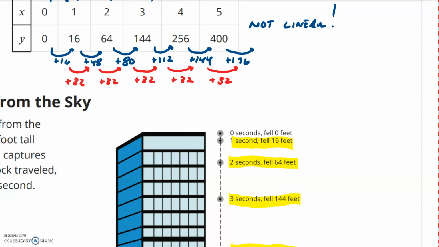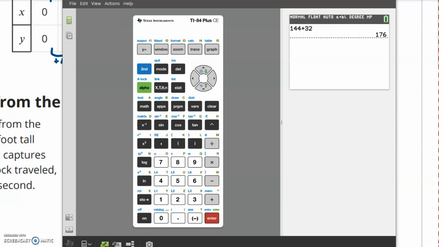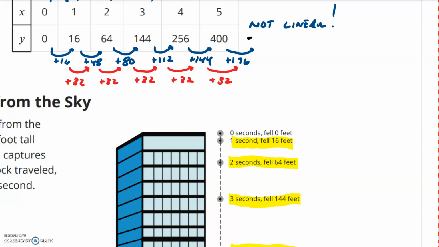Now, that's not how far it's fallen. To figure out how far it's fallen after 6 seconds, remember, we need to find from 400, we need to add 176. So we'll go back to the calculator. From 176, we're going to add another 400. So 400 plus 176. And that'll tell us that the rock has fallen, or should fall, 576 feet. And that's after 6 seconds.